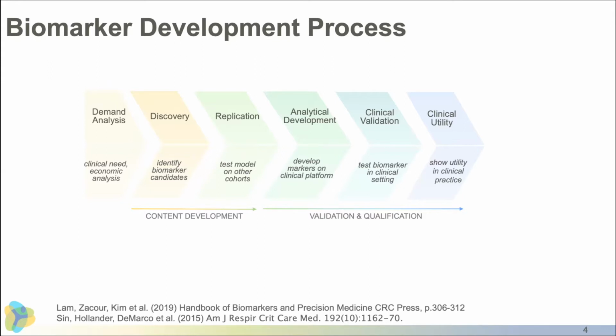The last step before clinical use is clinical utility. And this is usually performed in the way of a clinical trial, where potentially there are two arms. One arm has the patients treated using the biomarker test, and another one using the standard care. And at the end, outcomes from those two arms are compared. And hopefully, it will show that patients treated using biomarker-based clinical care are doing a lot better than those with the standard care.